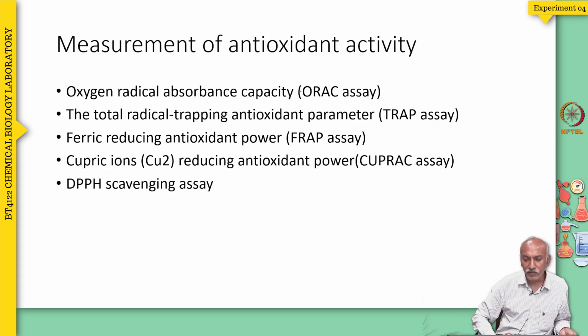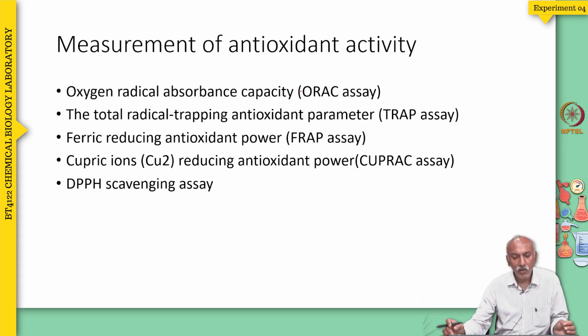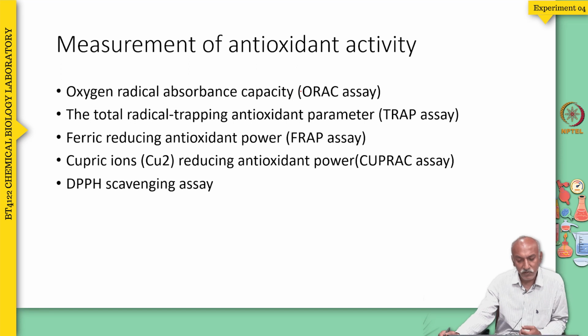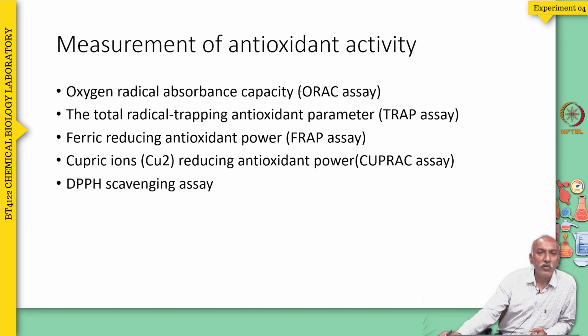How do you measure the antioxidant activity? There are 2-3 methods. One of the methods is oxygen radical absorbance capacity, and another one is the TRAP assay. There is the ferric reducing antioxidant power, and the cupric assay, the cupric ions reducing antioxidant capacity. And what we are going to do is a little simpler one, that is the DPPH assay.